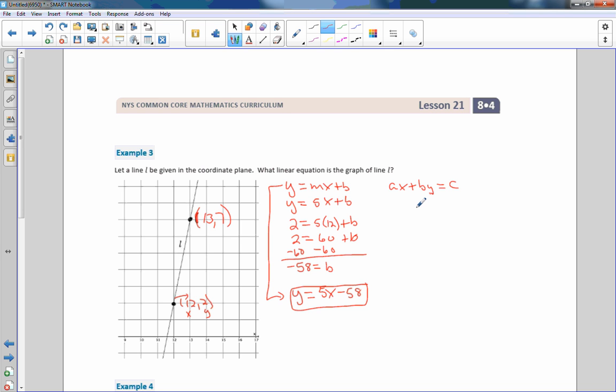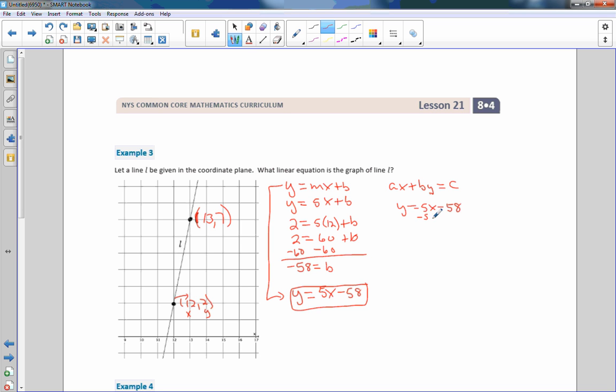Now I need to convert this to standard form. So I couldn't just plug that 5 in there because look what's happening. I need this 5x here, and it's over with the c right now. So I need to take y equals 5x minus 58 and move this over here because this is my a and it's not in the right location.